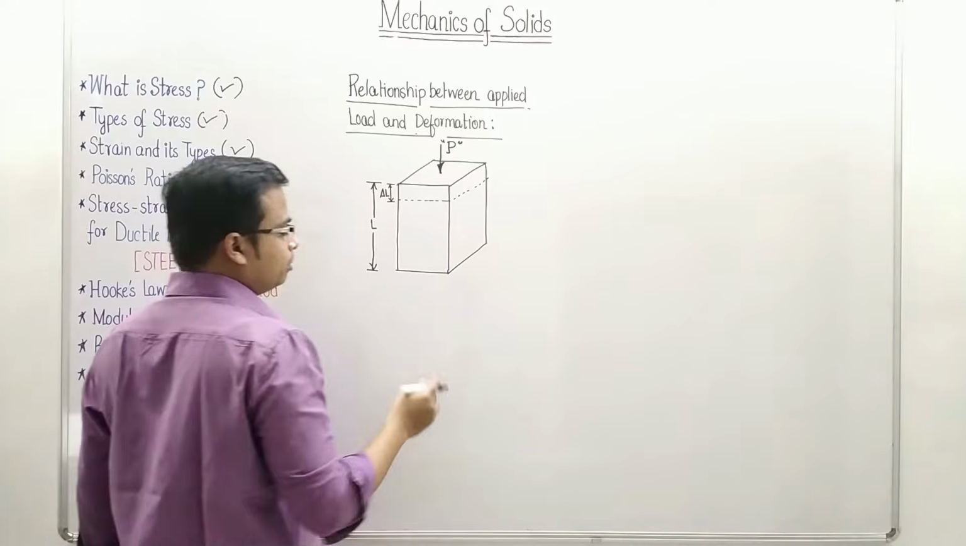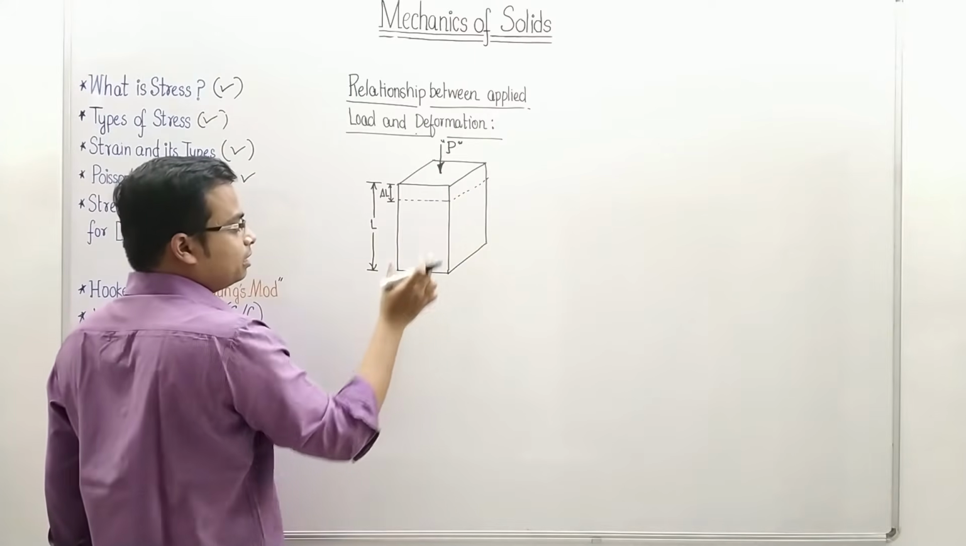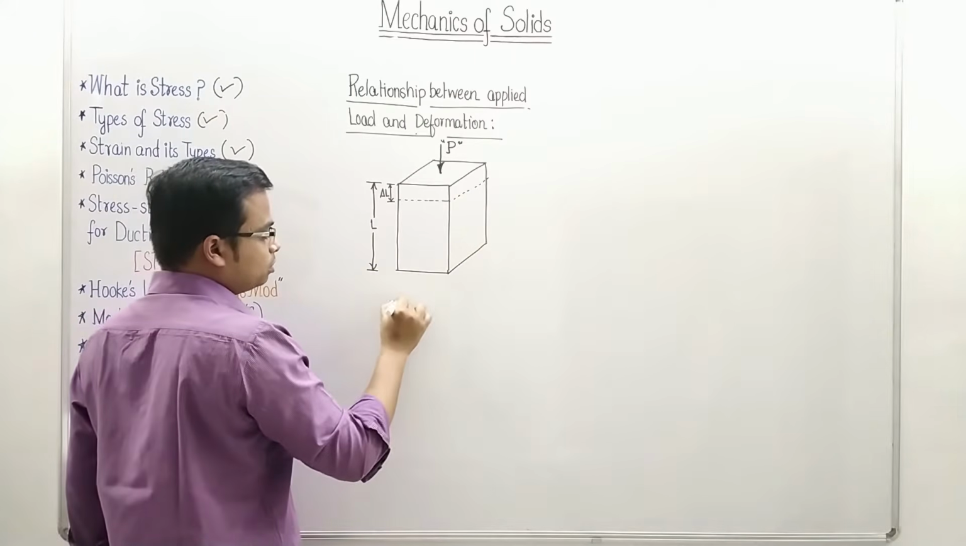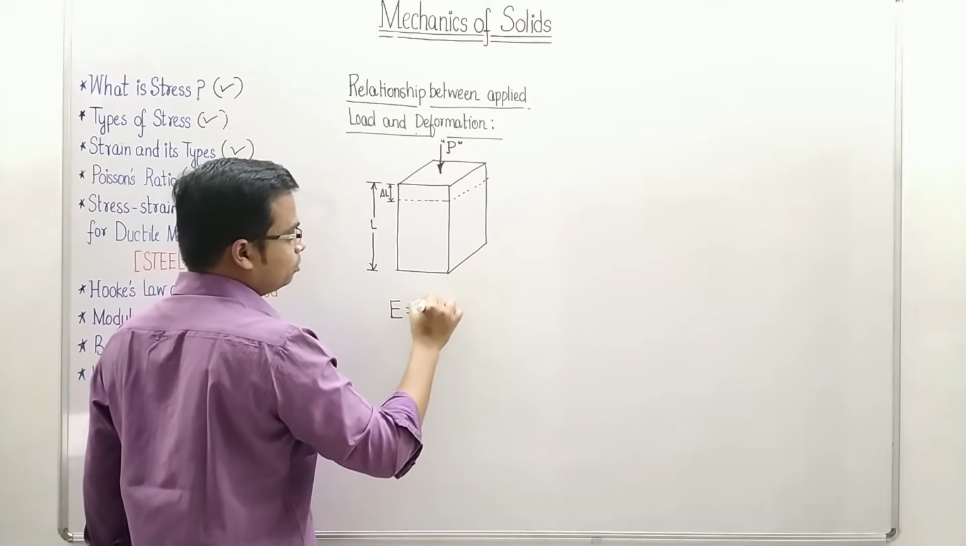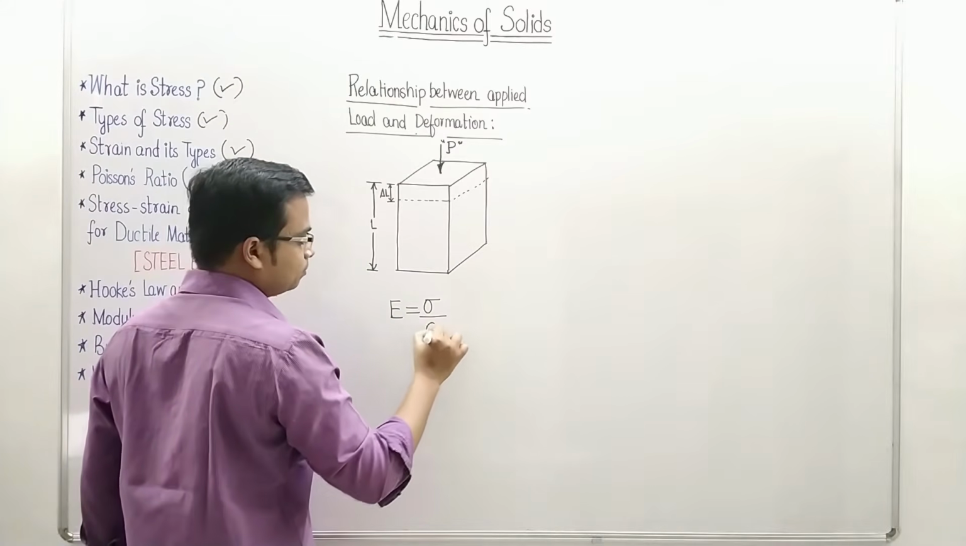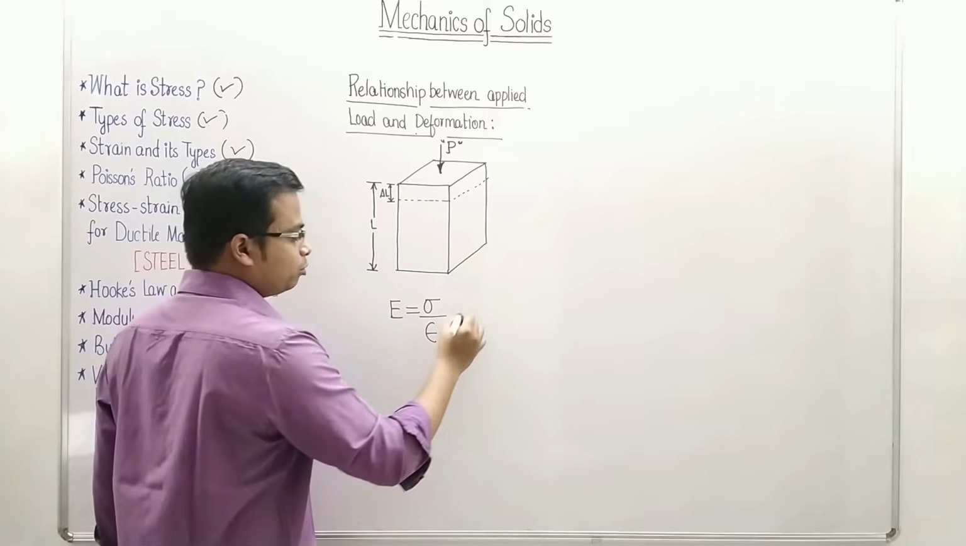Now if I were to tell you to connect stress and strain with Young's modulus, Young's modulus essentially can be written as E is equal to stress upon strain, right? And this is the linear strain I am talking about.